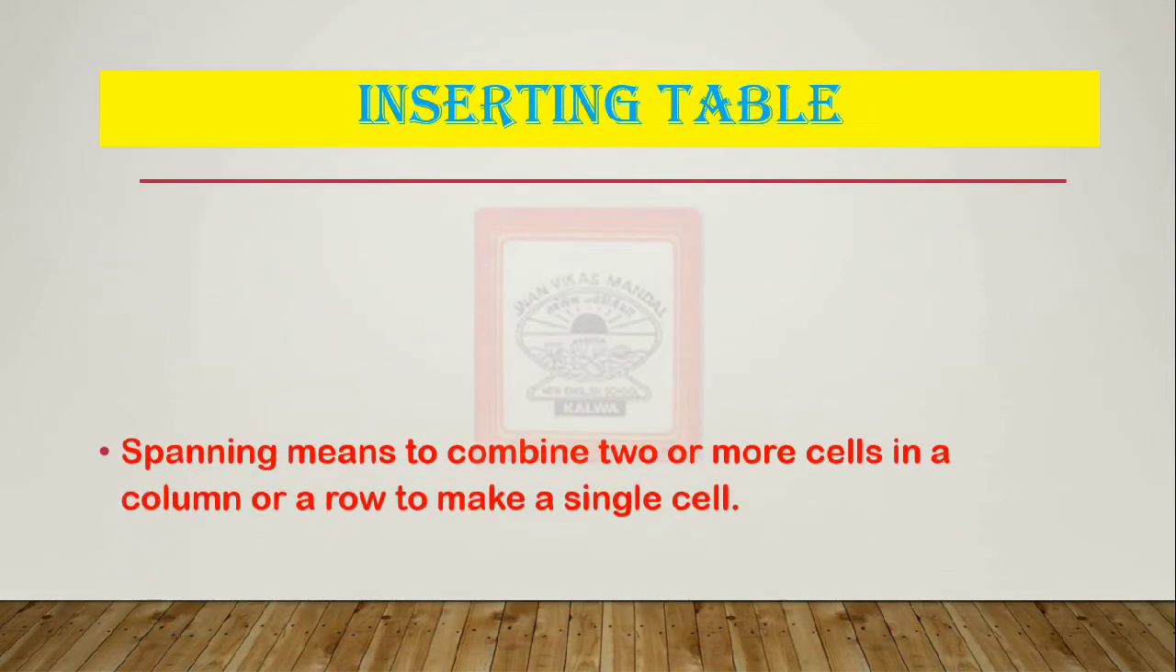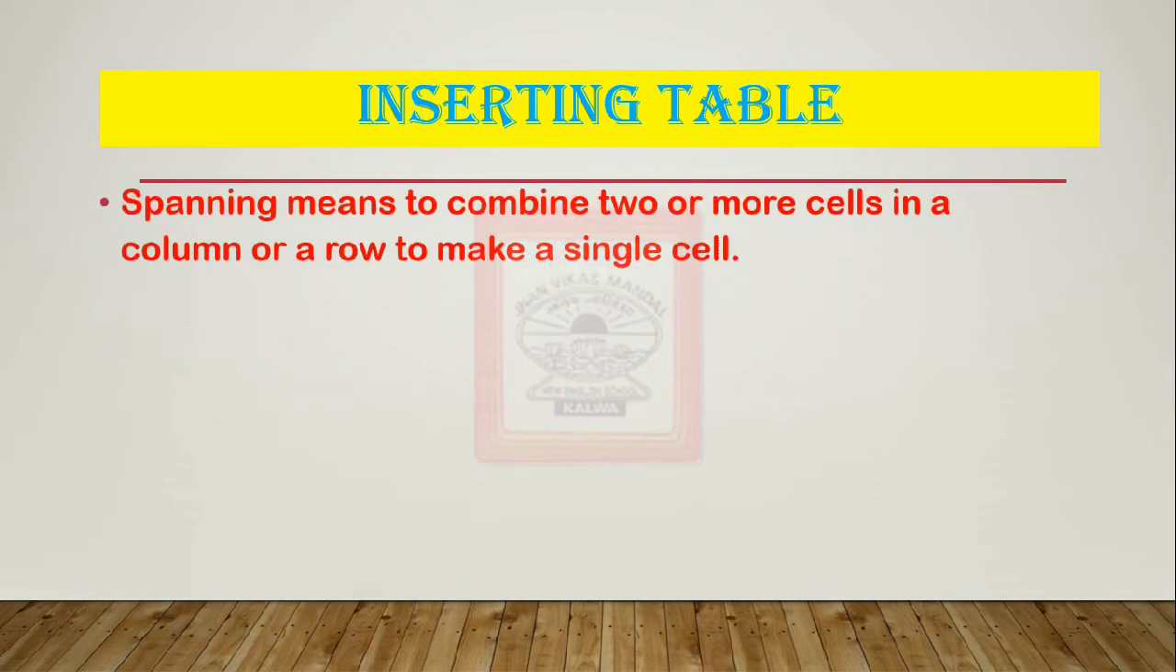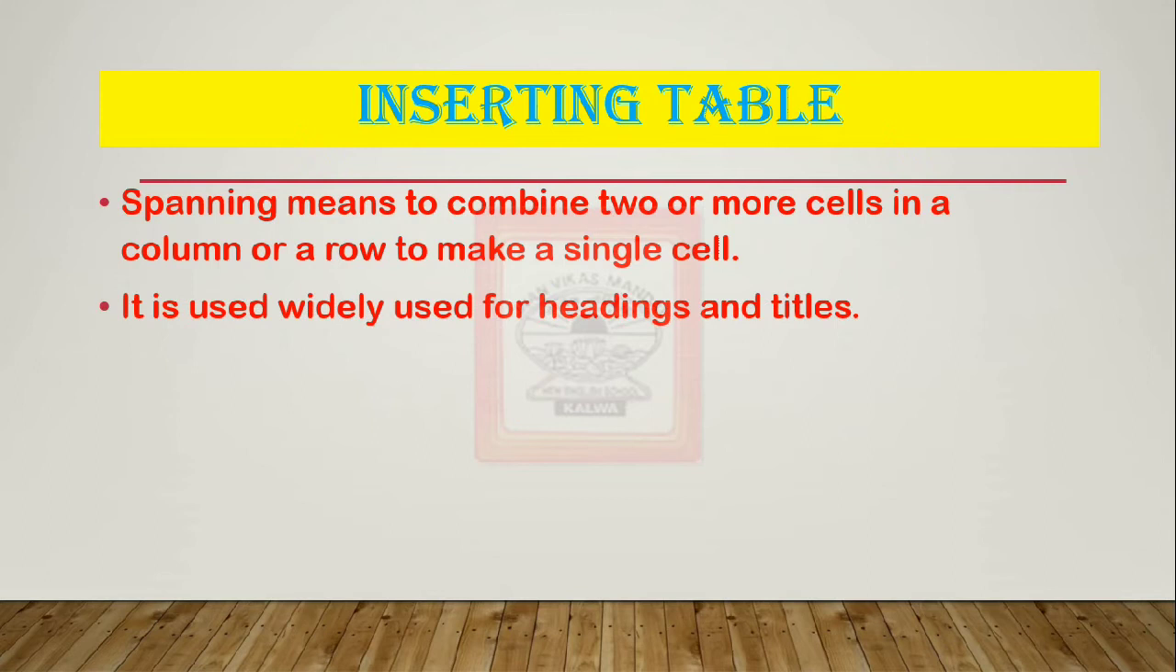Now let's see what spanning is. Spanning means to combine two or more cells in a column or row to make a single cell. So we can combine rows to make one row, or combine two, three columns to make one cell. Any number of columns or rows you can combine. It is widely used for headings and titles.